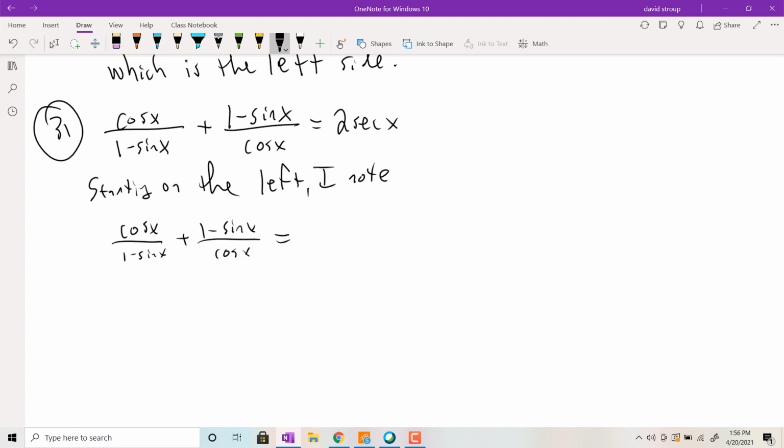Okay, and the first thing I'm going to do is just find a common denominator. So in that first fraction, I'm going to multiply top and bottom by cosine. And in the second fraction, I've got to multiply top and bottom by 1 minus sine.